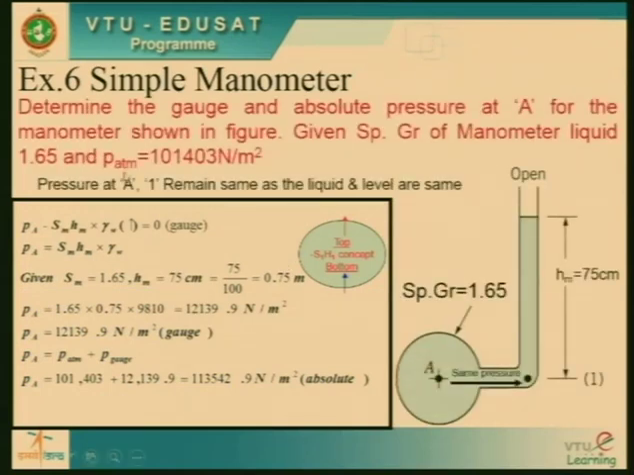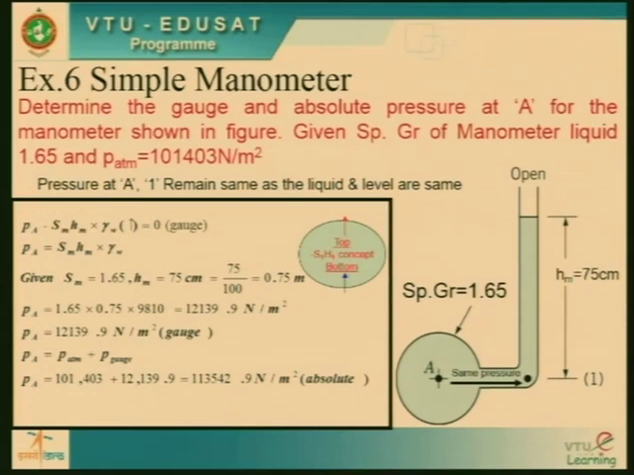Okay. This is a very simple problem. You can see, determine the gauge and absolute pressure at A for the manometer shown in the figure. It is a simple manometer. Given the specific gravity of manometer liquid is 1.65 and atmospheric pressure is 101,403.